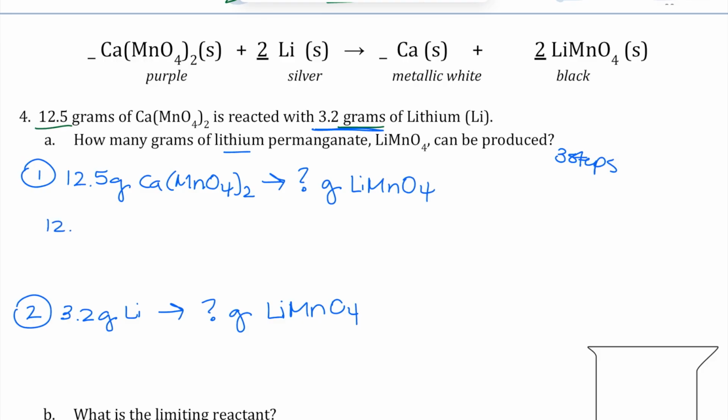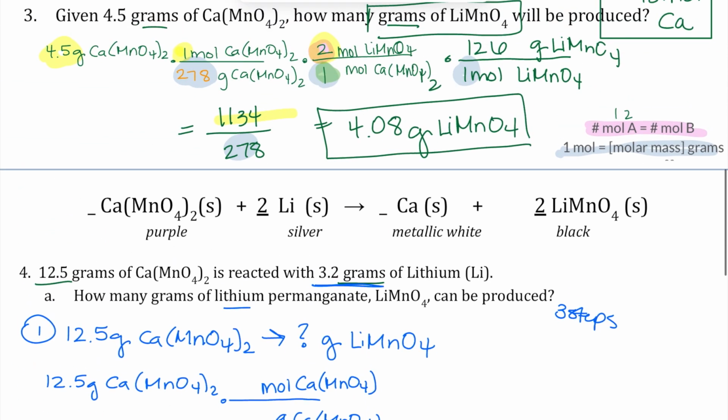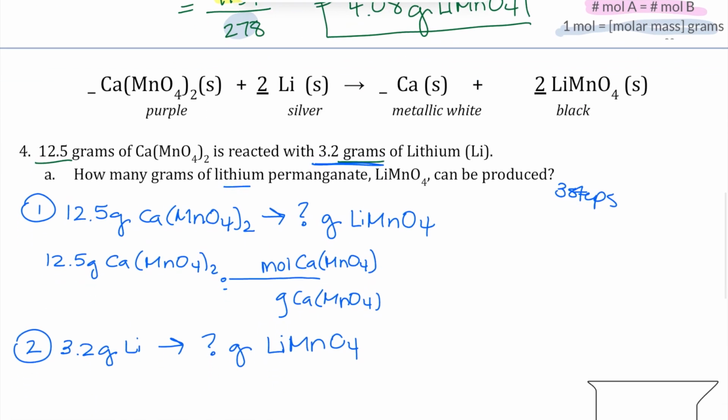But I've got 12.5 grams of my CaMnO4. I need to get rid of grams and get to moles so that I can then use my mole ratio. We found this one up above, that 1 mole is 278 grams, so I'm not going to recalculate that, times, now we're looking at our mole ratio.